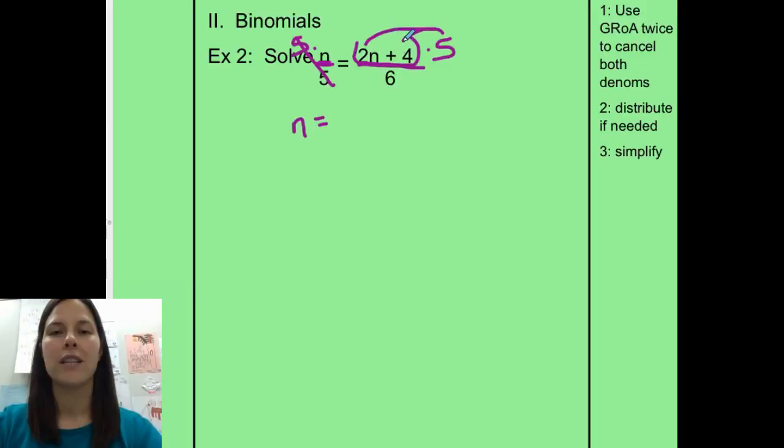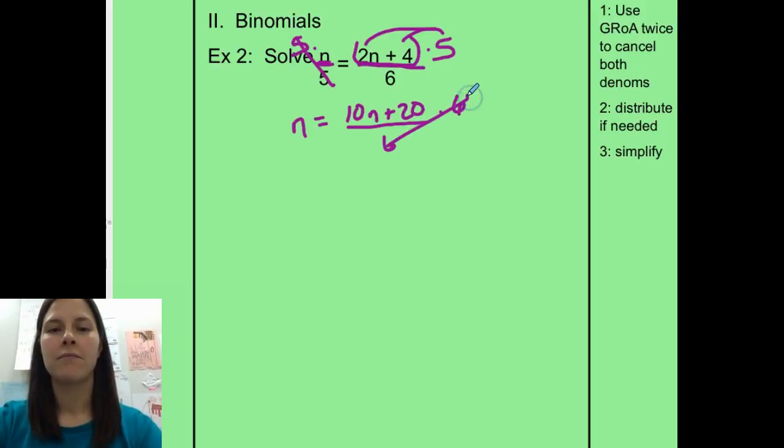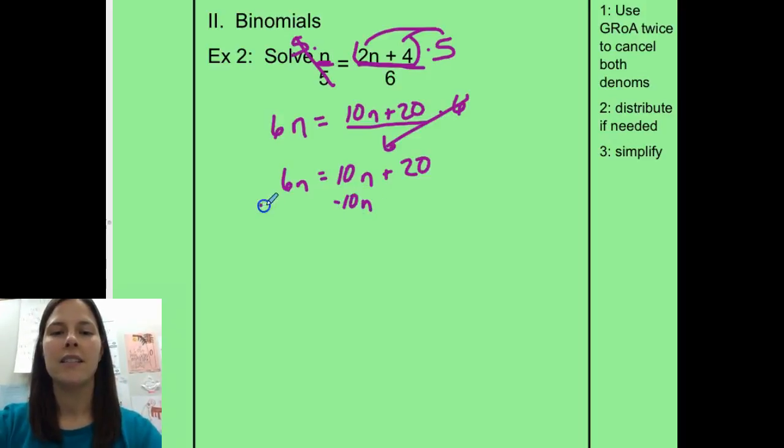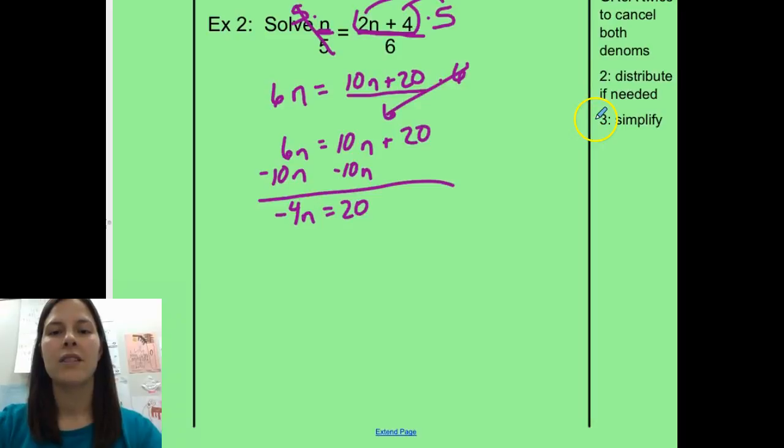Distributing that 5 through the entire numerator, I get 10n plus 20 all over 6. So now I'm going to cancel that division by 6 by multiplying both sides. That leaves me with 6n equals 10n plus 20. So now to solve, typically I would subtract the 6n, but that wouldn't leave me with anything on the left-hand side. So I'm going to subtract 10n instead. Careful for your negative signs. We do have a negative 4n equaling 20. So to solve for n, we'll divide both sides by negative 4. n equals negative 5.